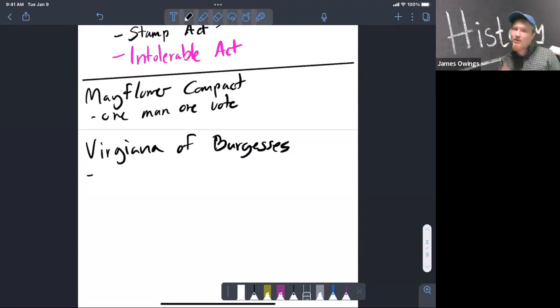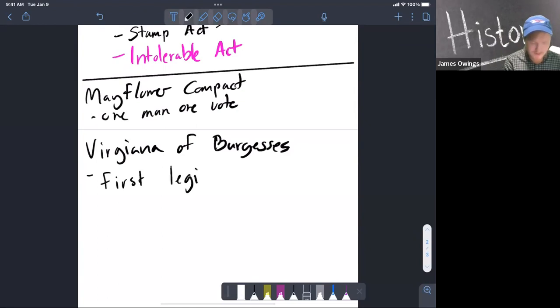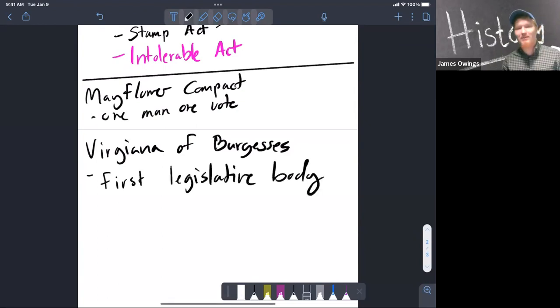So I'm just going to very short and simply put the first legislative body. And that's pretty big because, well, up until this point, we've had no Congress-like law-passing body in the whole colony area. So when the Virginia House of Burgesses started, we really got to see what the colonists were kind of in favor of, what they actually were okay with.